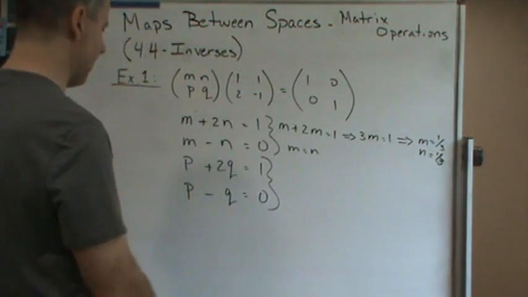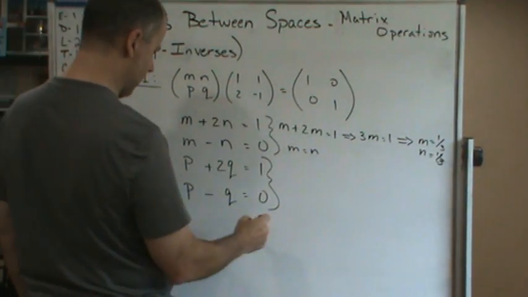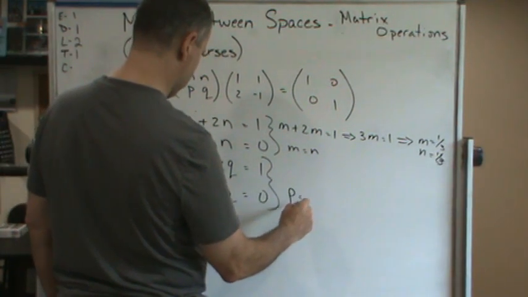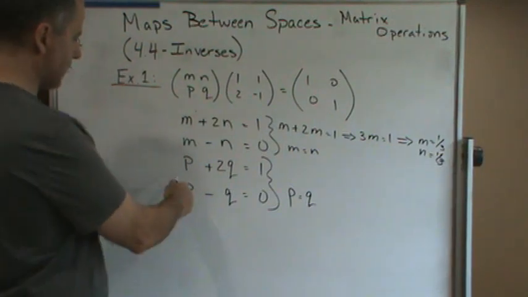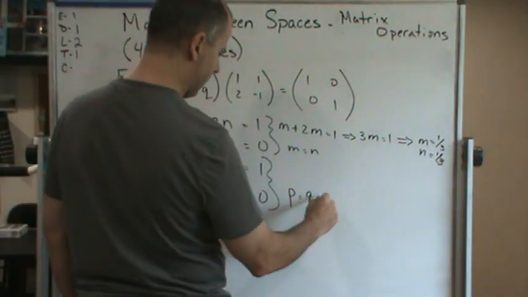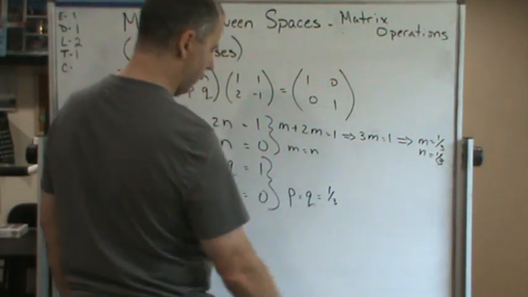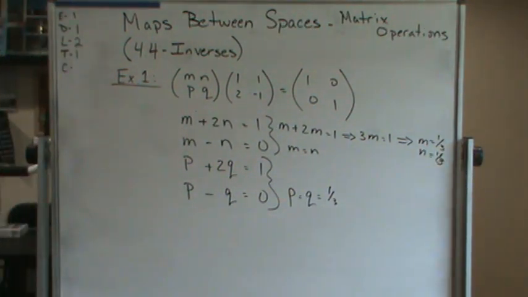Okay? Now, same thing with these two. I get p is equal to q, and I'm going to get the exact same thing, so I'm going to get 1/3 here. So guess what? It looks like the whole matrix is going to be 1/3.